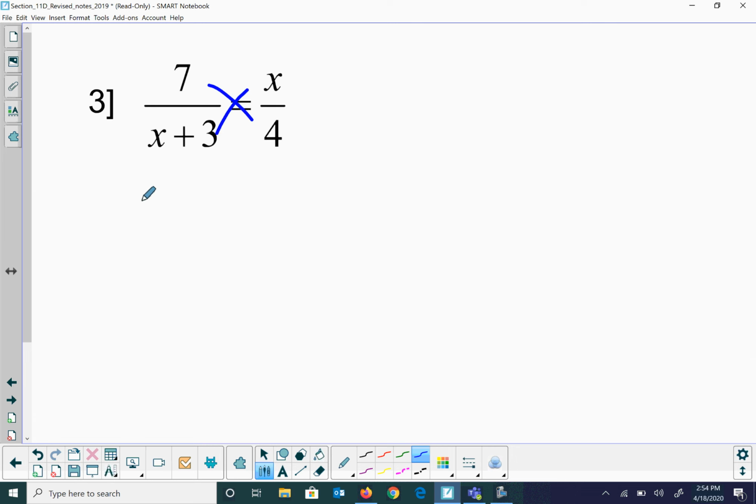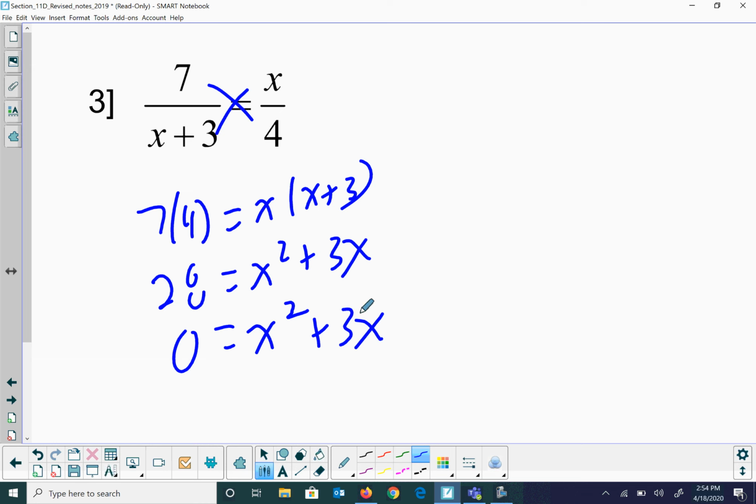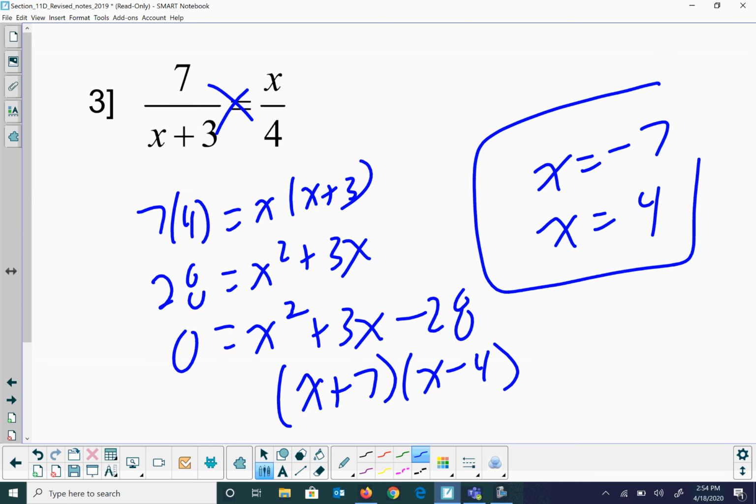Okay, we can go ahead and cross multiply. So I'm going to get 7 times 4 equals x times x plus 3. That's 28 equals x squared plus 3x. Let's move everything over. So I get x squared plus 3x minus 28. So that's going to give me x plus 7 and x minus 4 when factored. So my answers are x equals negative 7, great, and x equals 4, great. If I plug either of those answers back into my denominator, I don't get a 0 downstairs, so both solutions are my answer.